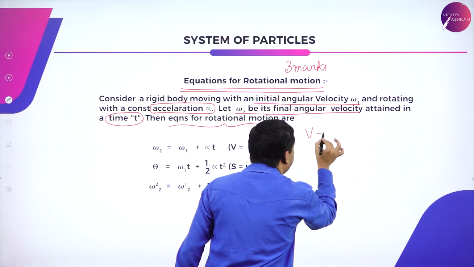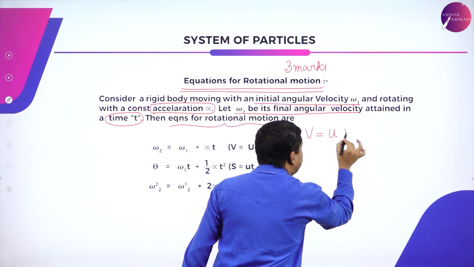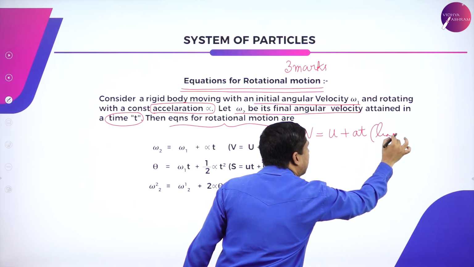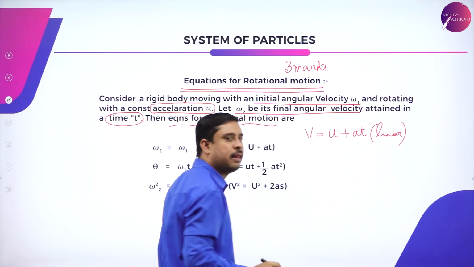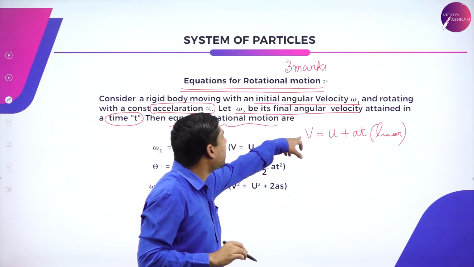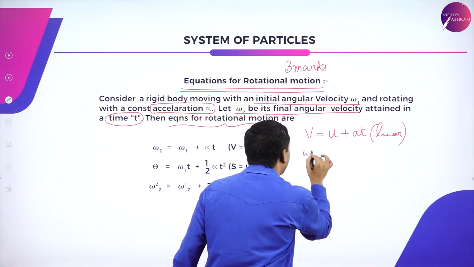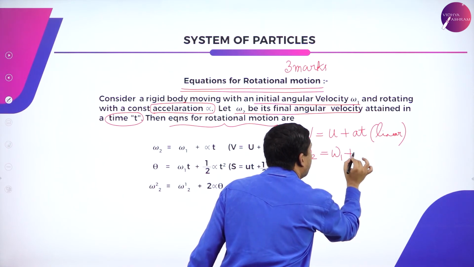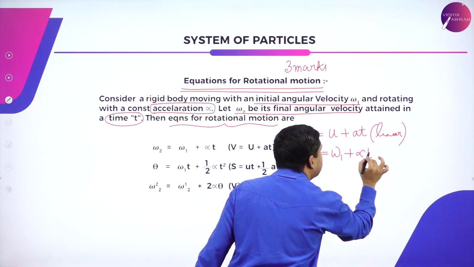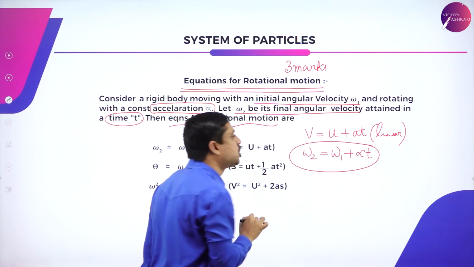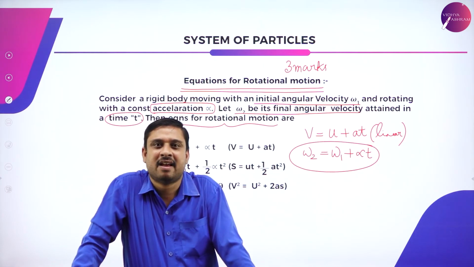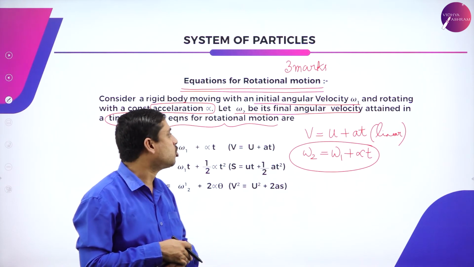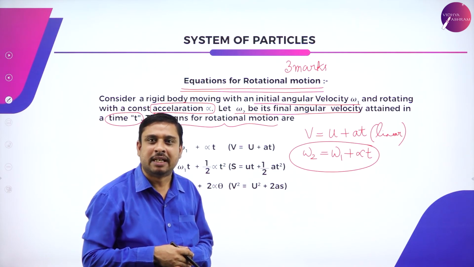First equation of motion, v equals u plus at. This is for linear motion. For rotational motion, what is final angular velocity? Omega 2. Initial angular velocity, omega 1. Acceleration alpha. Time in any motion is the same. Simply compare linear motion with rotatory motion.